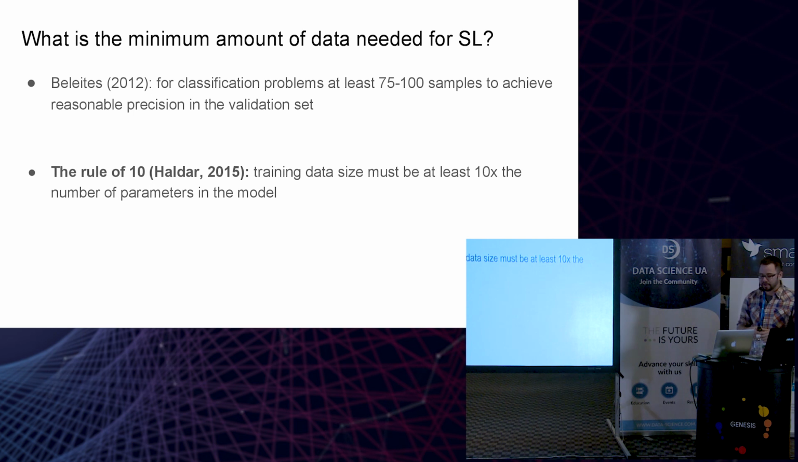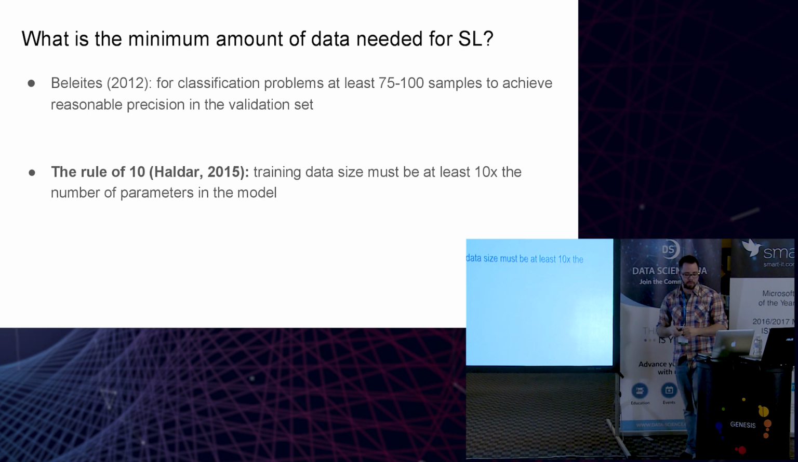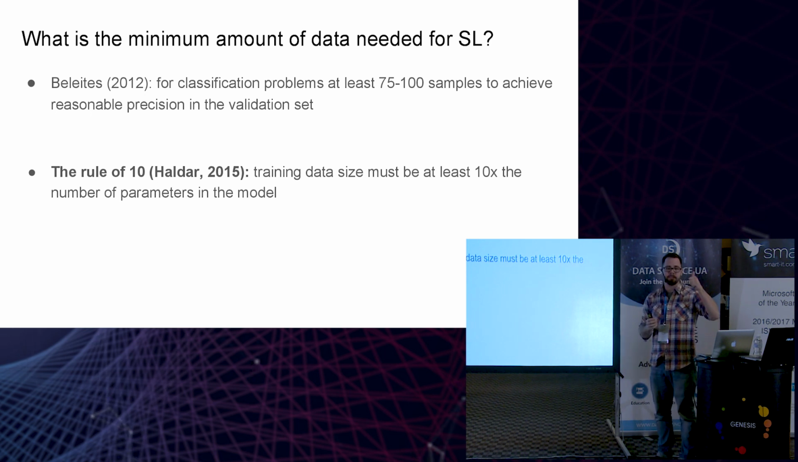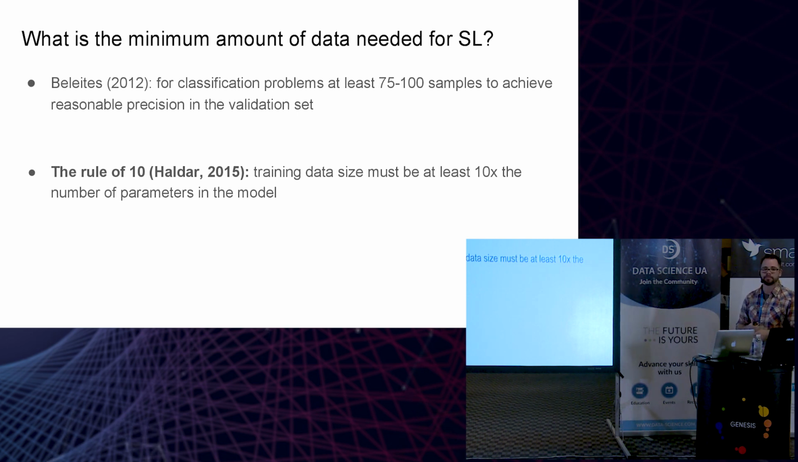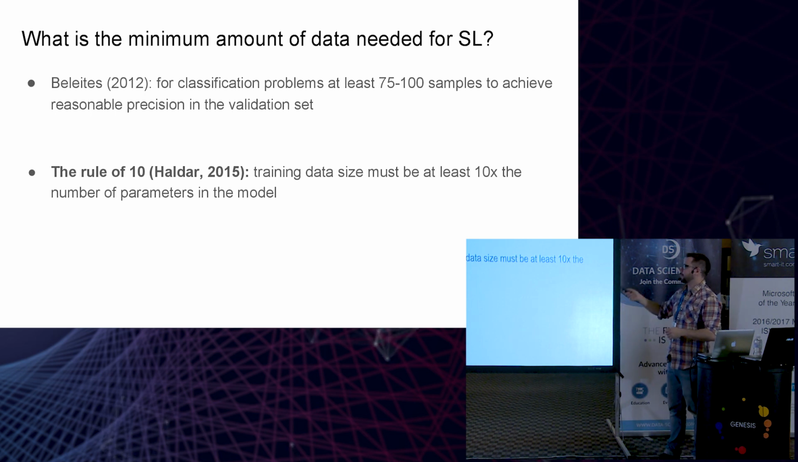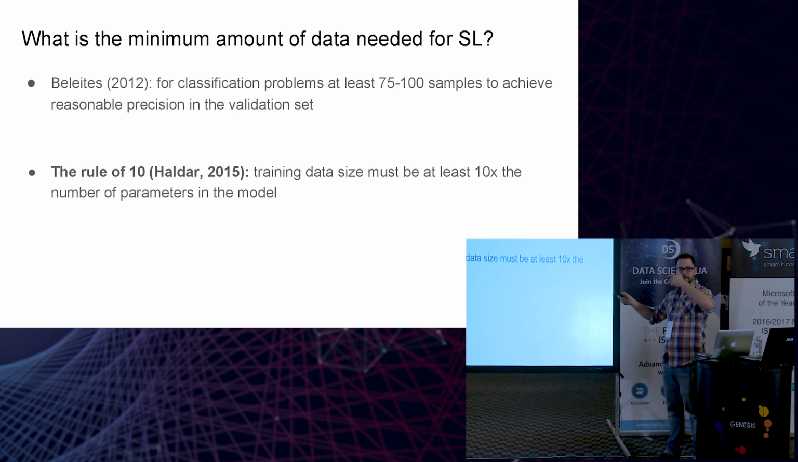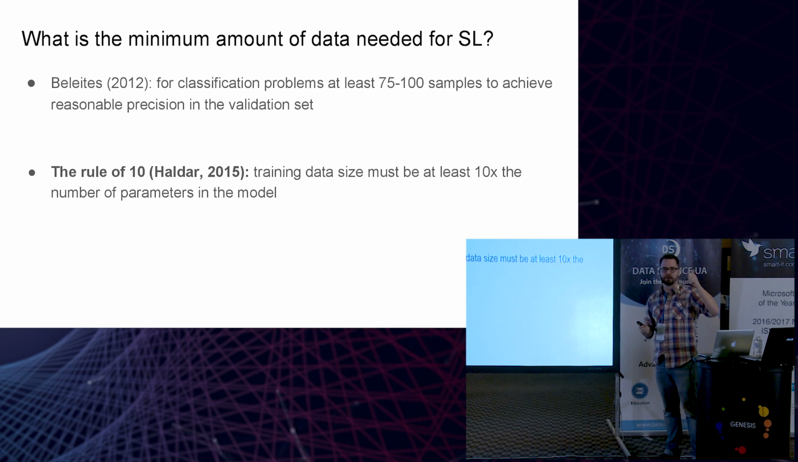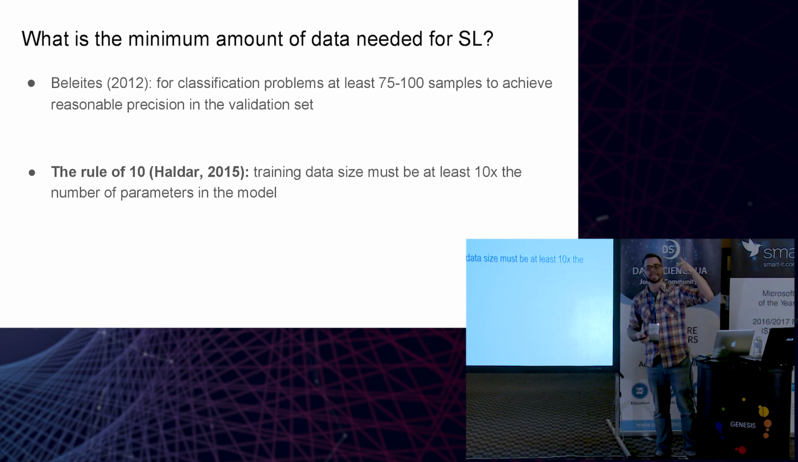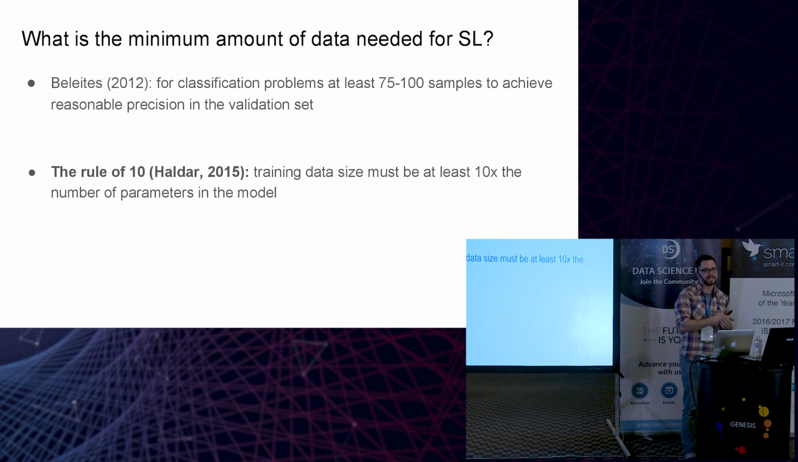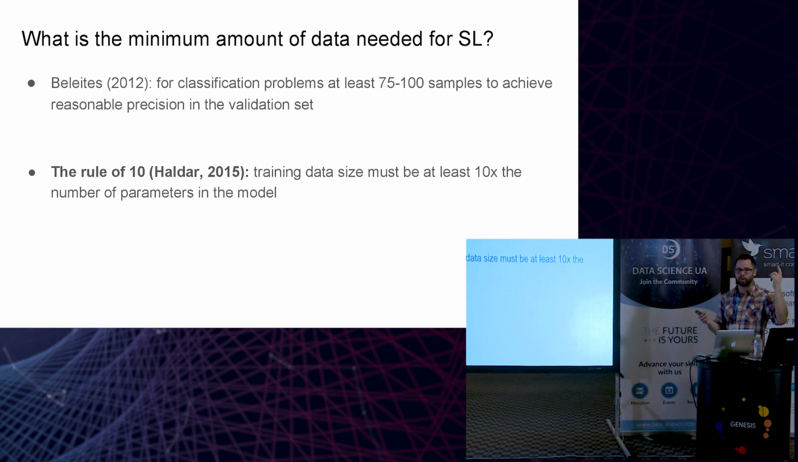And there's the rule of 10 by Haldar. This is actually a blog post, very interesting. He comes up with a rule of thumb which says you must have at least 10 times the number of parameters in the model. This is independent of the number of features; features also have an impact, but it's a rule of thumb. For example, if you're doing a simple linear regression with just one predictive variable, you have 2 parameters there, so you must have at least 20 instances.